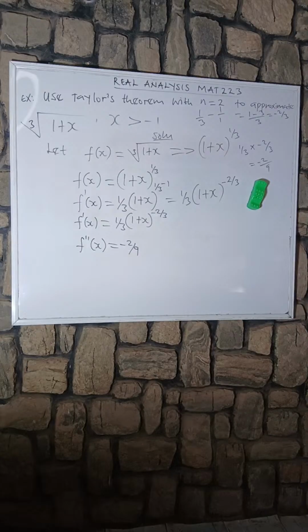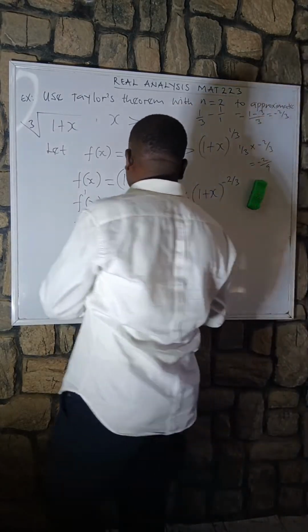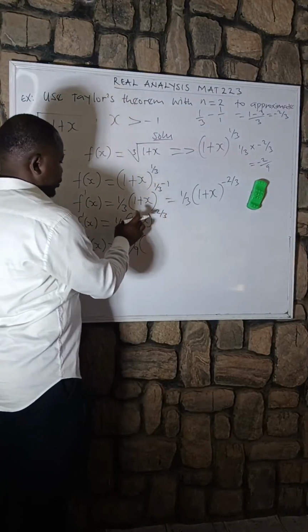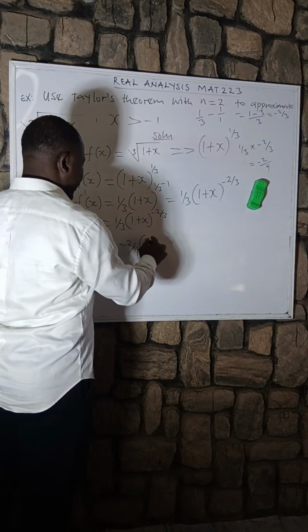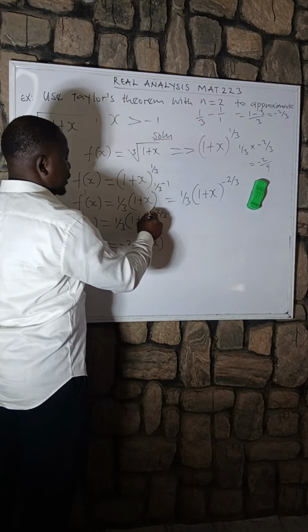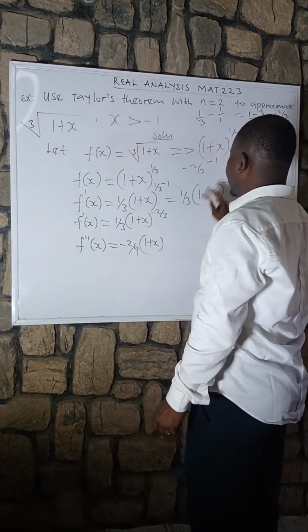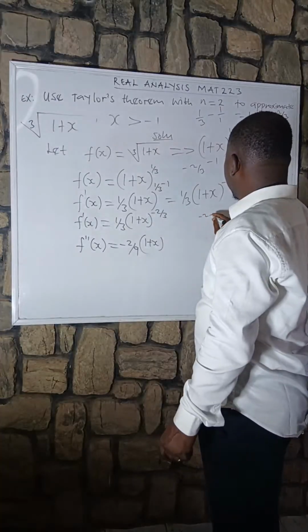Yeah. So far, so good. So what you need to do here is come back here to write what is inside there. 1 plus x, open bracket, raised to the power of minus 2 all over 3 minus 1, since it is differentiation. So here we are going to have minus 2 all over 3.